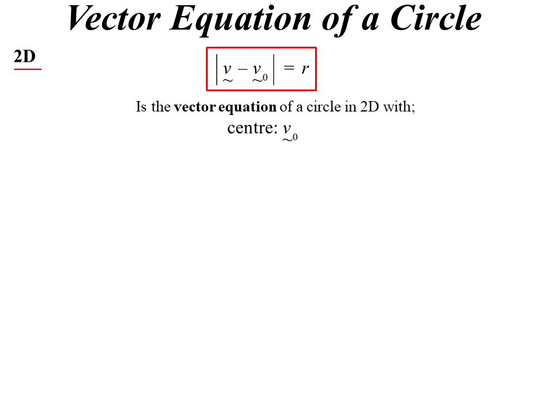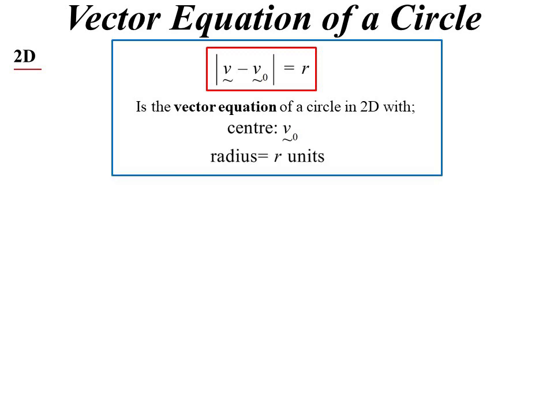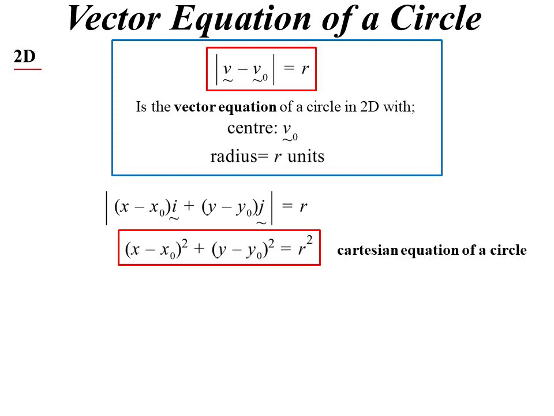The center would be v naught, wherever the position vector ends up on that. Its radius would be r units. Okay, let's just go and show that yes, indeed, this is a circle. So if I break it into its components, then in the i direction I'll have x minus x naught, and in the y direction, the j direction, y minus y naught. The magnitude of that, so we would end up with x minus x naught squared plus y minus y naught squared is the radius squared. That is, of course, what we recognise to be the Cartesian equation of the circle.